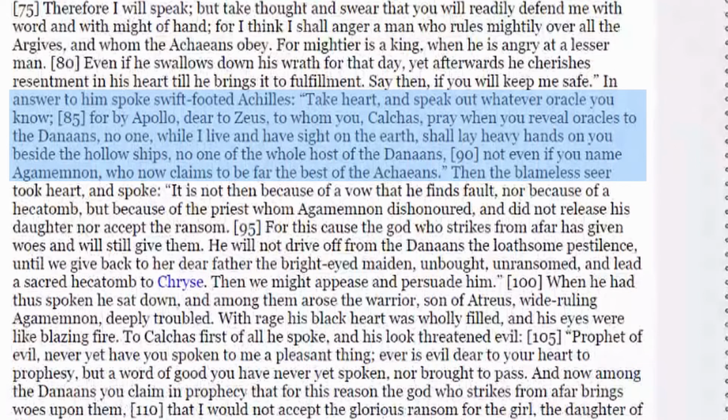Who is Achilles that he would do this? Right? He's saying, even if you name our chief king, the guy who's in charge, I won't even let him lay hands on you. Achilles is kind of setting himself up as almost on par and maybe even higher than Agamemnon. And in fact, he uses the phrase, claims to be far the best of the Achaeans. It doesn't say he is the best, he claims to be the best. So maybe with Achilles, there's a little bit of power play going on here.